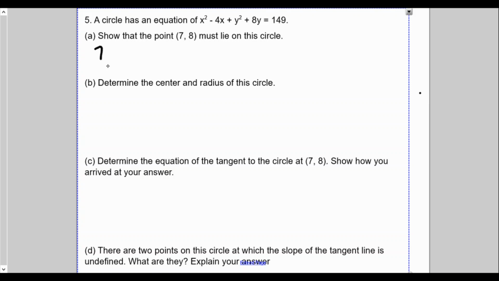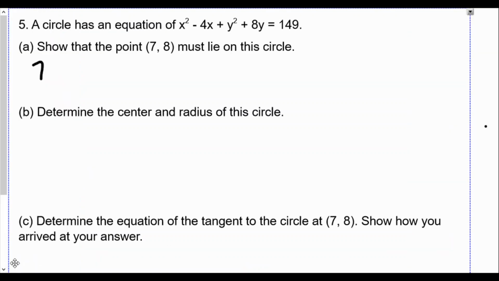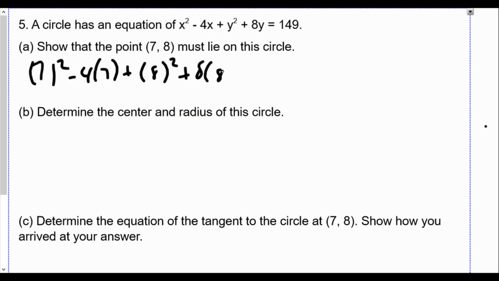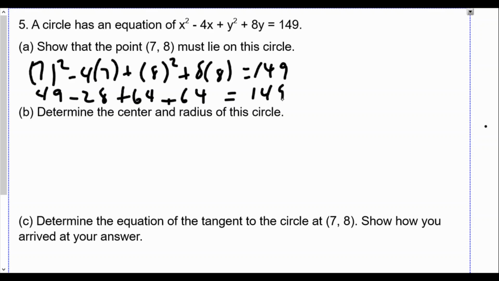So 7 squared, let me just make this full page width. So let's show 7 squared minus 4 times 7 plus 8 squared plus 8 times 8 equals 149. If this does work out, then it should be good. So I have 49 minus 28 plus 64 plus 64. Does that equal 149? That's the big question here.